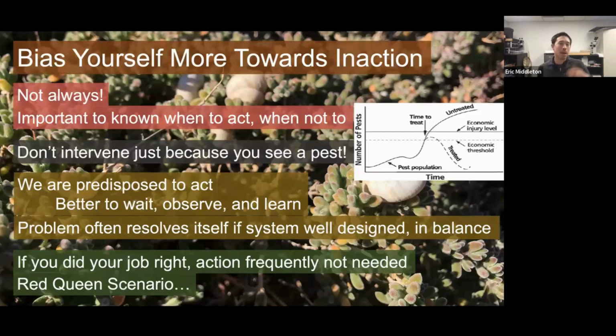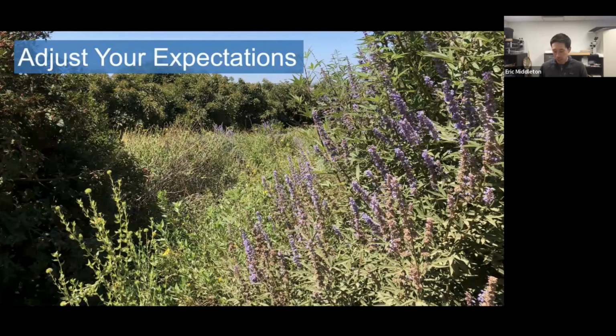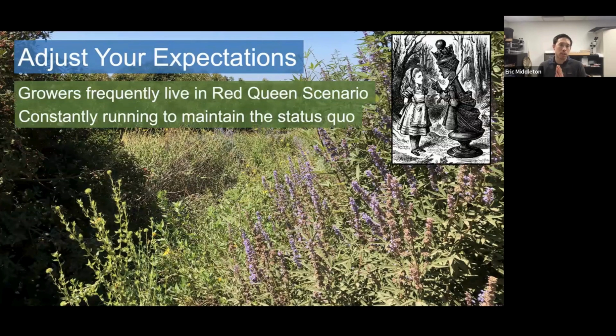But that brings us to the last part of shifting your perspective, and that's about adjusting your expectations as much as possible, because growers really do frequently live in that red queen scenario, constantly running and constantly doing as much as they can just to maintain the status quo. This is partially because farming is in many ways inherently unnatural. You have very high concentrations of single plants together. Even if you have diversified cropping systems, this is still very different than what would normally be found in nature. And because of that, it's fundamentally unnatural.